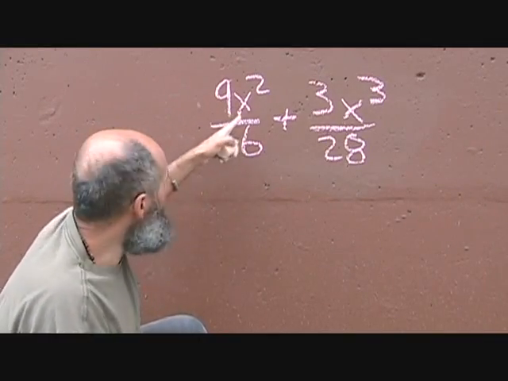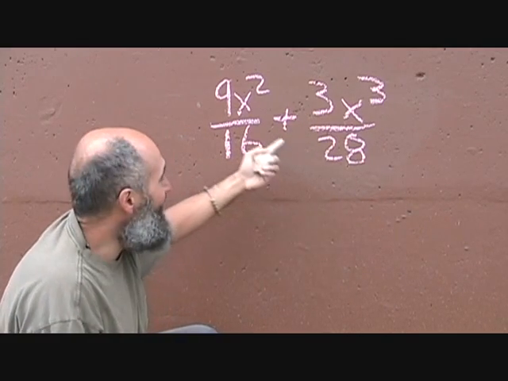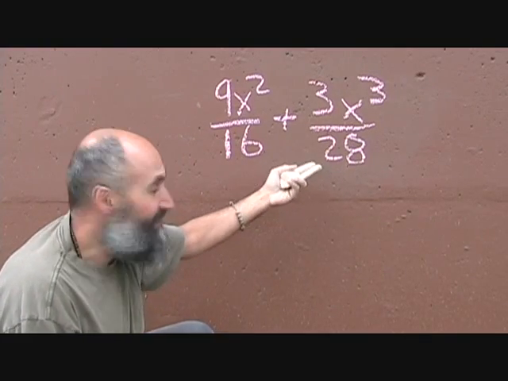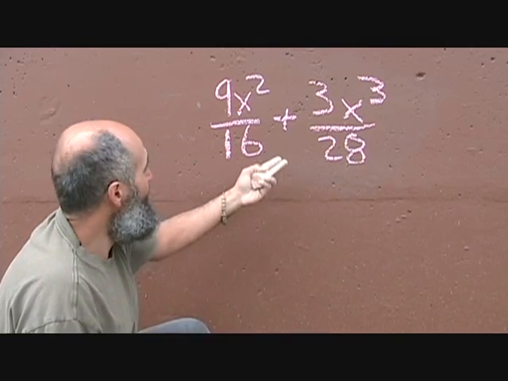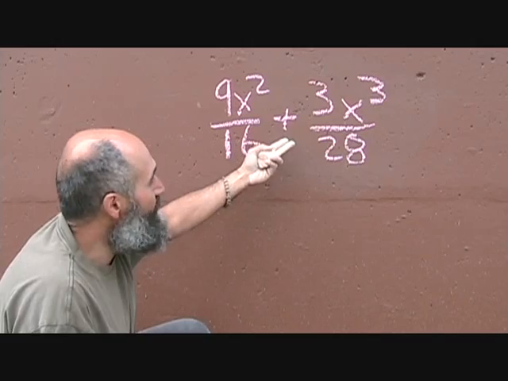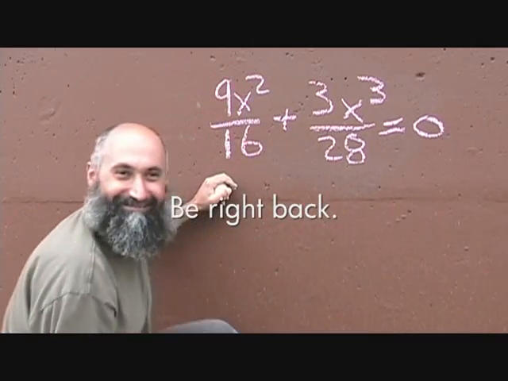So we've got 9x squared over 16 plus 3x cubed over 28. And again, if there was no equal sign here, they would just say factor this expression. But what we're going to do is continuously add the equal sign because it's one step more complicated than this, so we just try to solve the equations right away. So we're just going to add zero.